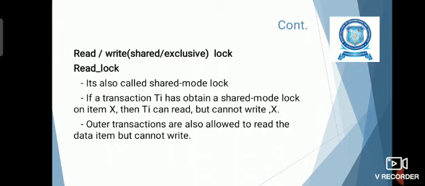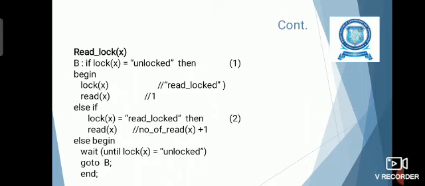So the read lock is called as shared lock. If a transaction TA has obtained a shared mode lock on item X, then TA can read the data item but cannot write the data item X. So other transactions can also be allowed to read the data item but cannot write. Here is the coding for read lock of X. Read lock of X means one transaction is putting the read lock on the data item X.